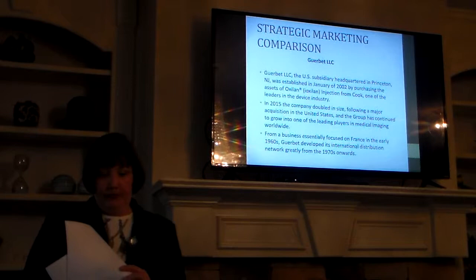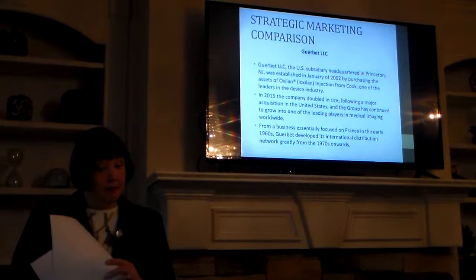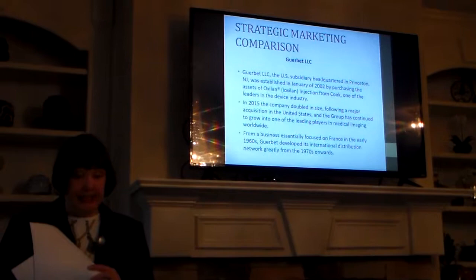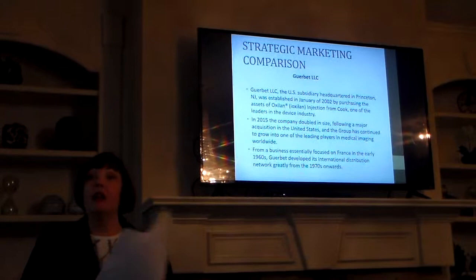One of the leaders in the diverse industry. In 2015, the company doubled in size, following a major acquisition in the United States, and the group has continued to grow into one of the leading players in medical imaging. From a business essentially focused in France in the early 60s, Gerber developed its international distribution network greatly from the 70s and up.